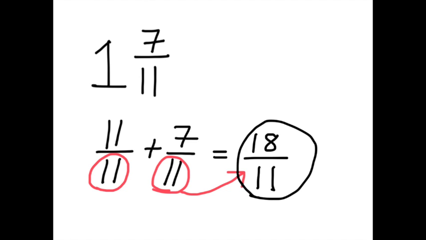So this has been converting mixed numbers to improper fractions. And this was part 2 of lesson 2-5 for Math 7.